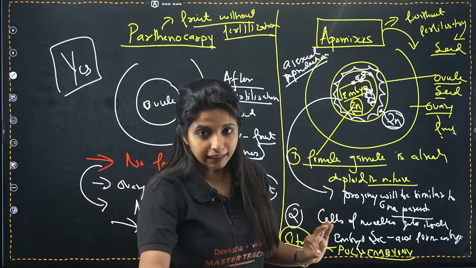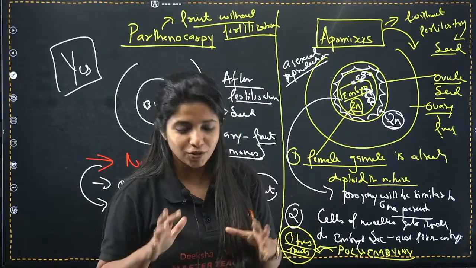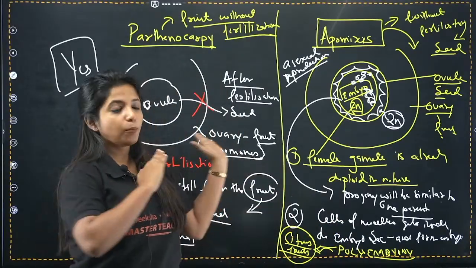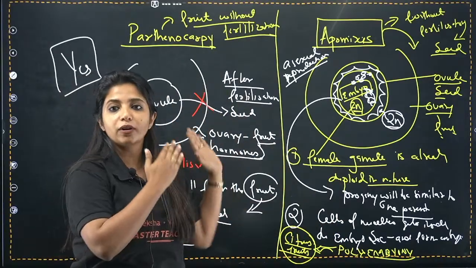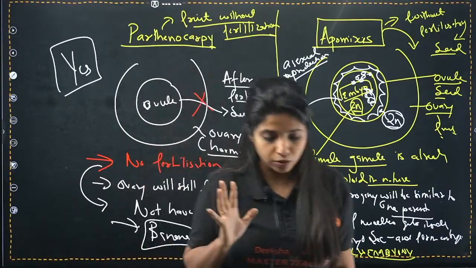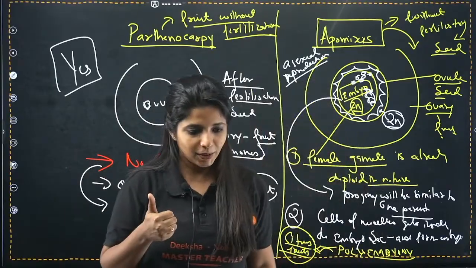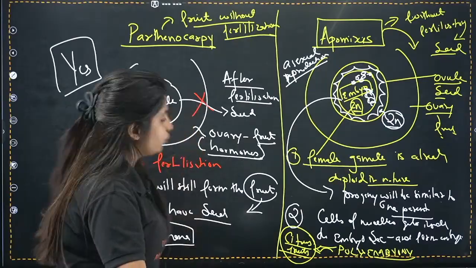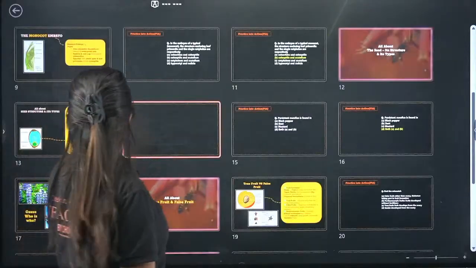Cool. Is it clear? We'll learn more about them. It's not like I'm ending here, but I hope you now understand the difference between parthenocarpy and apomixis, because this is one very important thing that children get confused about. Clear? Okay, thank you so much. And now we go ahead and talk more about it.